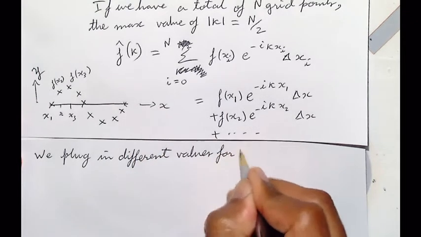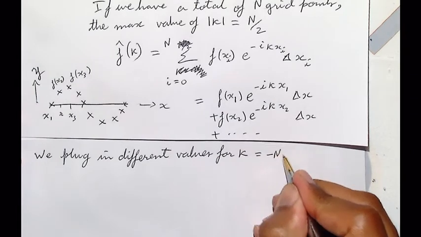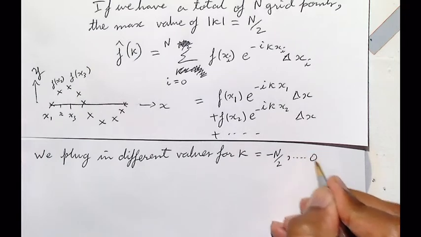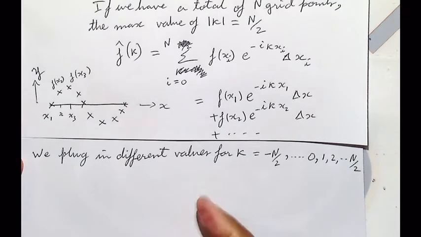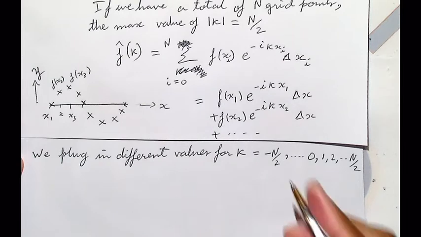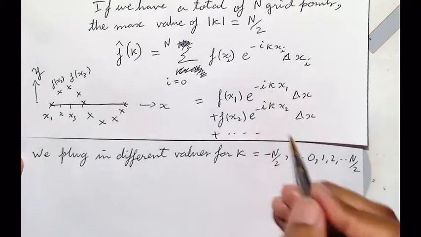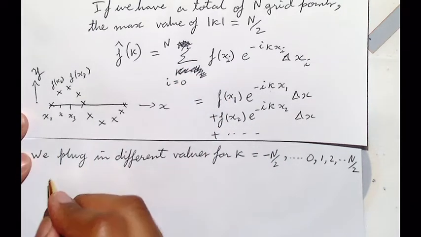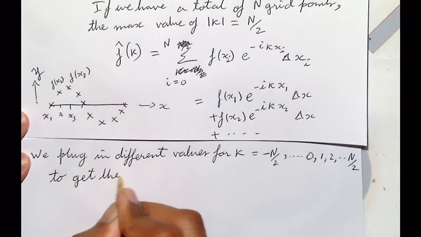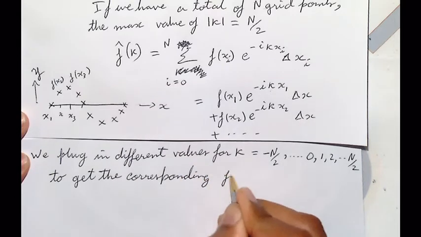Values for kappa ranging from, let's say, minus n over 2 all the way to 0, to 1, to n over 2. Okay, so I have a nice formula here, but kappa is unknown. I will plug in kappa equals 0. That gives me f hat of kappa equals 0. I will plug in kappa equals 1. That will give me f hat of kappa equals 1, to get the corresponding f hat of kappa.